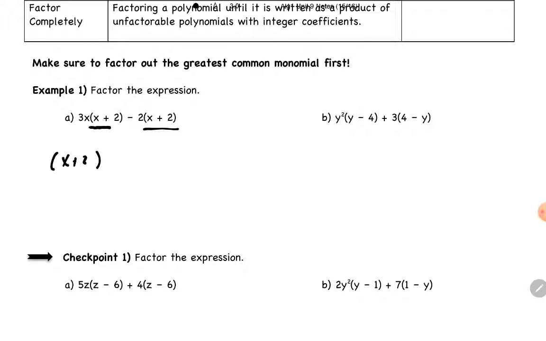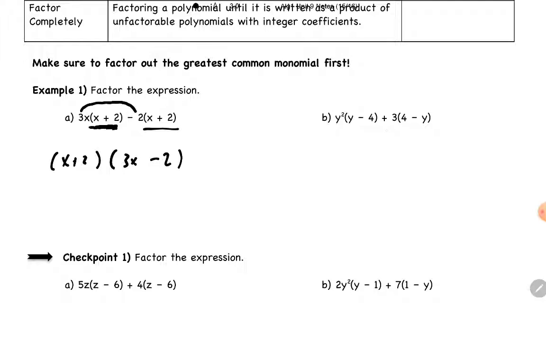If I factor out an x plus 2 from the first term, I'll have 3x left over. And then we have minus. If we factor out x plus 2 from the second term, we'll have minus 2. So because these two underlined are the same, I'm just going to group these guys, 3x and minus 2. And then we're done. It's factored.